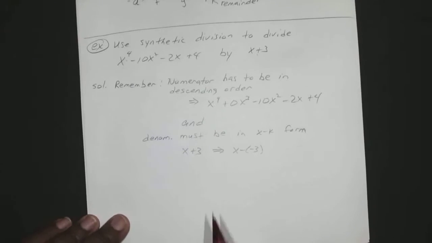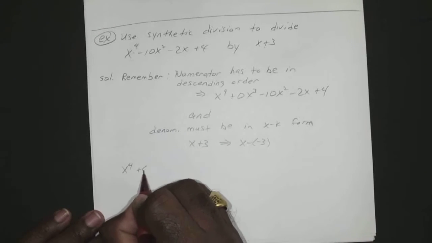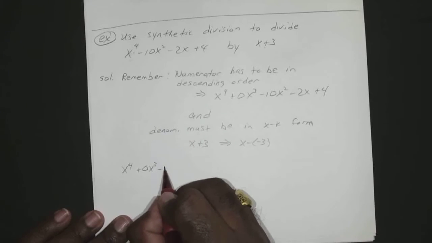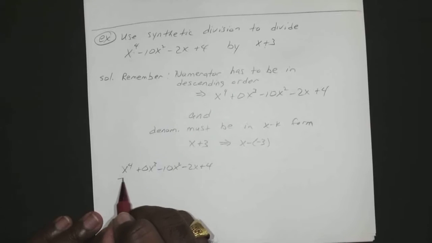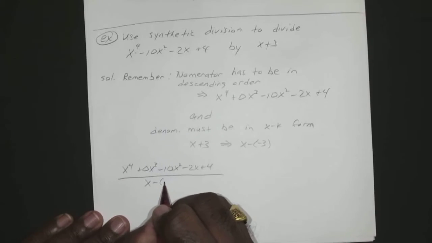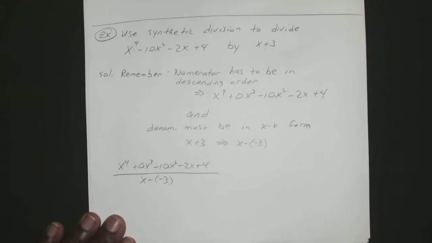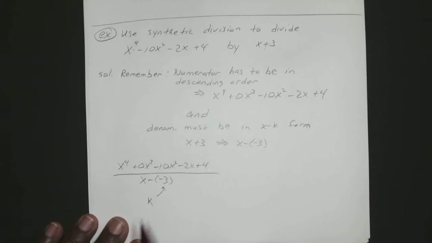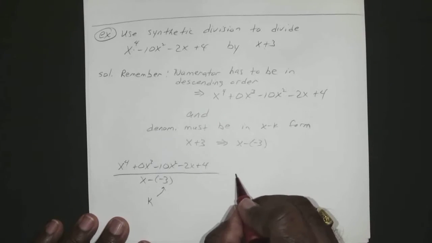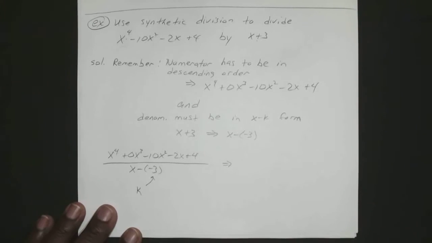Okay, so that means we're going to have x to the fourth plus 0x to the third minus 10x squared minus 2x plus 4 divided by x minus negative 3. Now this is your k value, because remember, it's x minus k. All right, so it doesn't look like a whole lot of room left, but trust me, that's more than enough room to do this one.